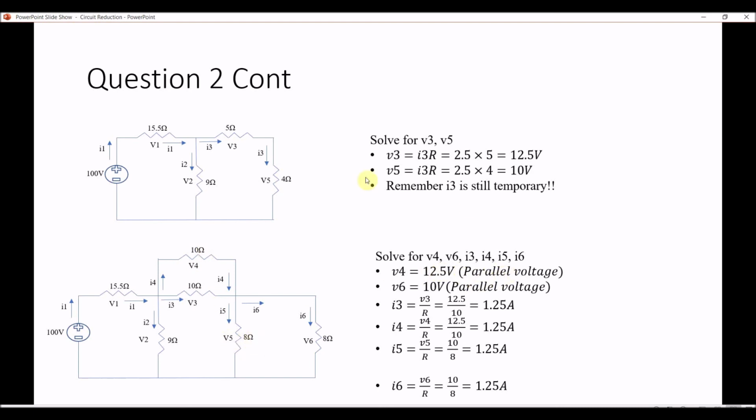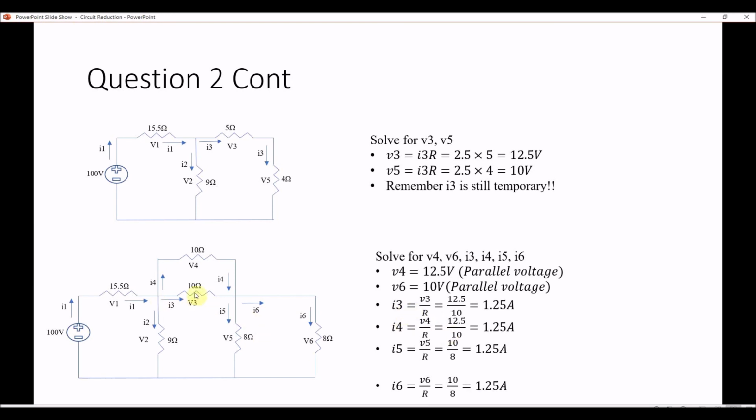V5 was 10 volts, so this is 10 volts, which means they're both 10 volts. So V6 is 10 volts, and we have V4 and V6. Now we have all the voltages, V1, V2, V3, V4, V5, V6. And we also have all the resistances, so we can use Ohm's law to calculate for current.